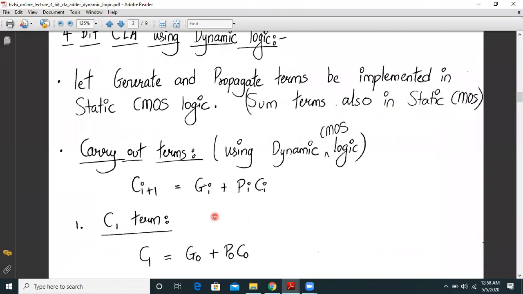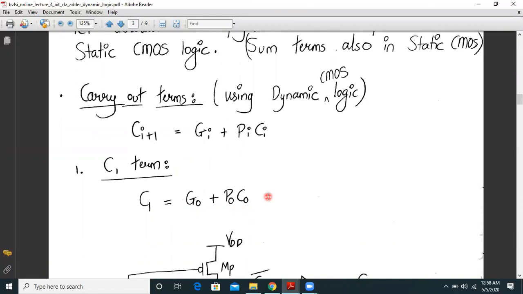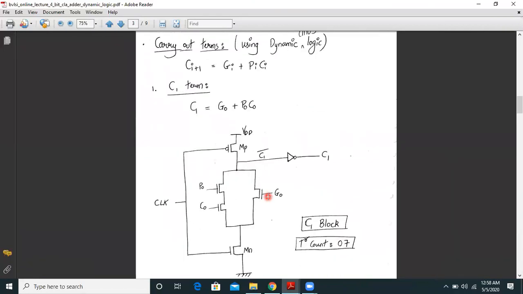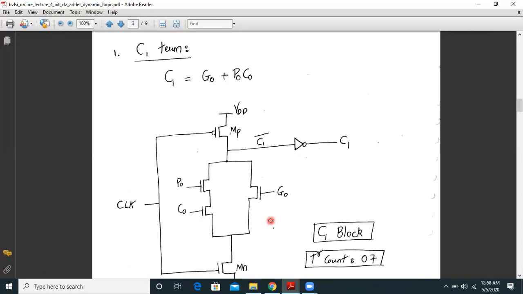So let us start. The carry out expression is Ci plus 1 is equal to Gi plus Pi Ci. So the C1 term becomes C1 is equal to G0 plus P0 into C0. We have to implement this using dynamic CMOS logic. We have to implement this in the pull down network first. So let us check the design. Let me adjust this to the screen properly.